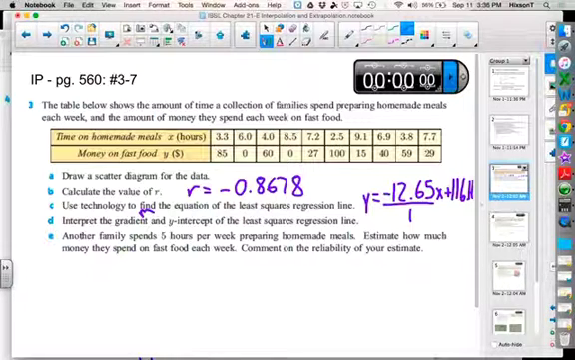So now, if you have 5 hours, where are you going to put that in here? That's interpolating. It is interpolating because it's within the range. We went from 2.5 to 9.1. Plug it in for X. Plug in 5. That'll give you approximately how much that family would spend on fast food.